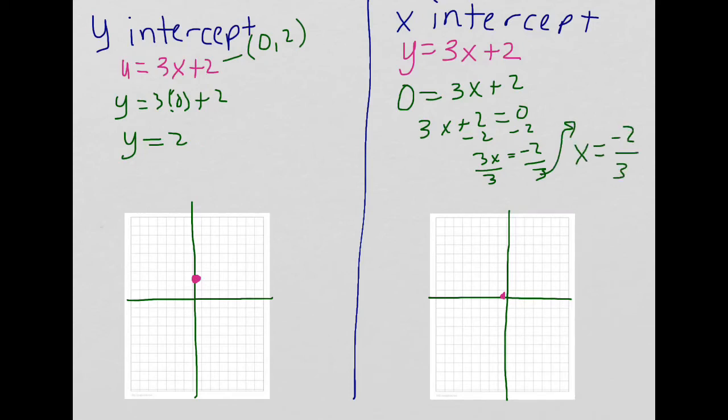So we're going to go ahead and graph. Our x-intercept is going to be -2/3, 0. Over here, our y-intercept was 0, 2. And again, you can see the graphs.